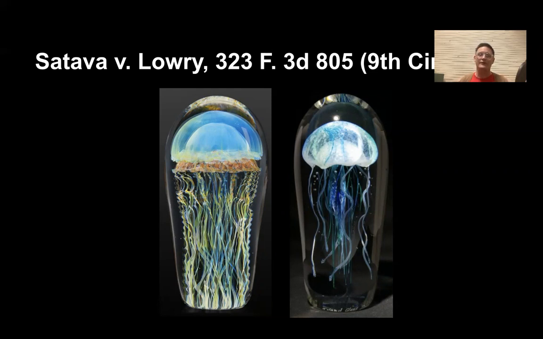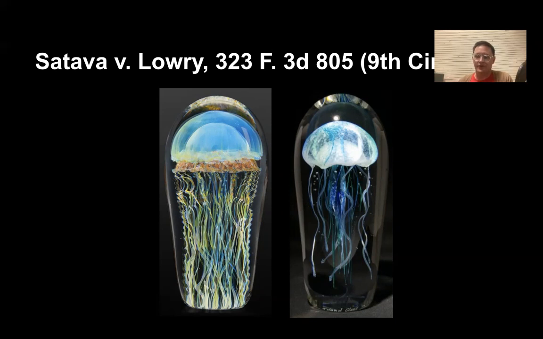And so Satava develops a method of constructing glass jellyfish sculptures and encasing them in clear glass in a way that is attractive, durable, and appealing to consumers. And he sells a lot of them. He's very successful selling these glass jellyfish. Lowry is also a glass artist, sees Satava's success and thinks to himself, hey, I want to get on this racket, right? I want to sell me some glass jellyfish as well.